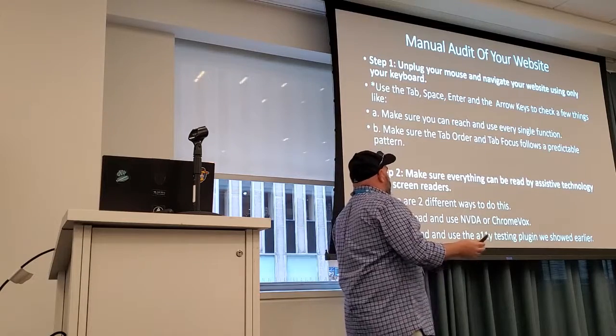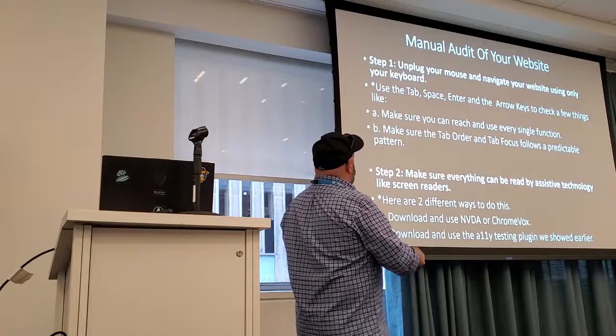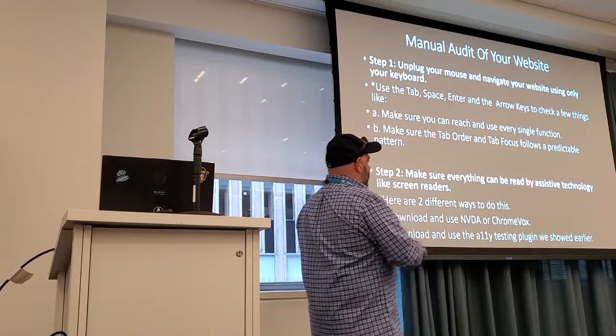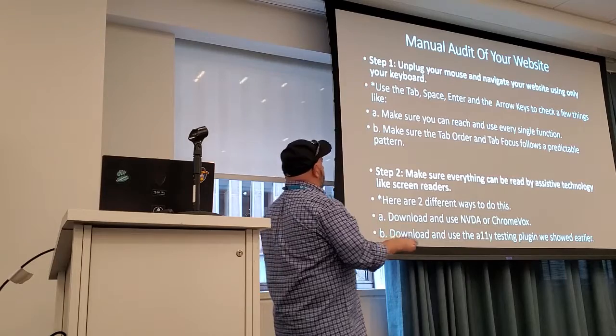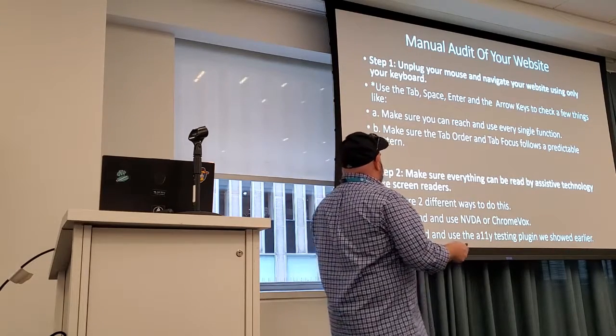Make sure the tab order and tab focus follow a predictable pattern, again, left to right and down. Just one swipe of your site using tab and all your keys, you can figure all this stuff out pretty easily. Step 2, make sure everything can be read by assistive technology.